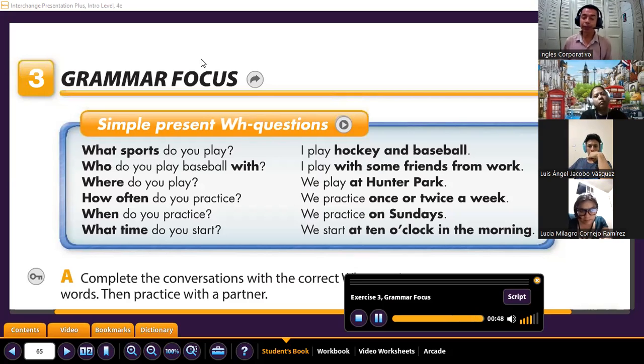Okie dokie. Now look at the specific question and the specific information. What sports? Hockey, baseball. Who? Some friends, people. Where? Hunter Park. How often? Frequency: once or twice a week. When? Sundays. What time? 10 o'clock. So here we make the question with a specific question word, and then we give some specific information.